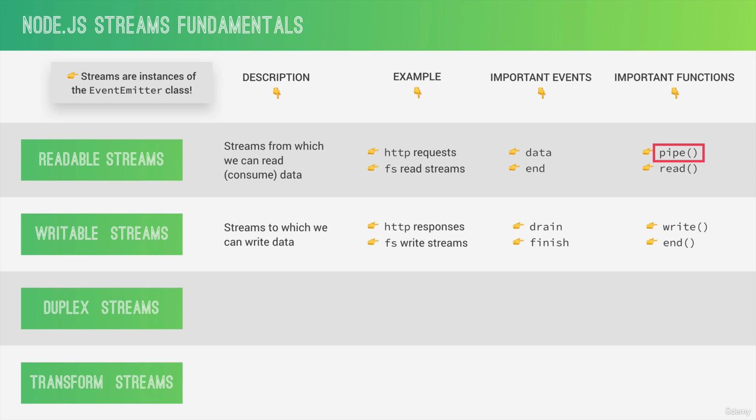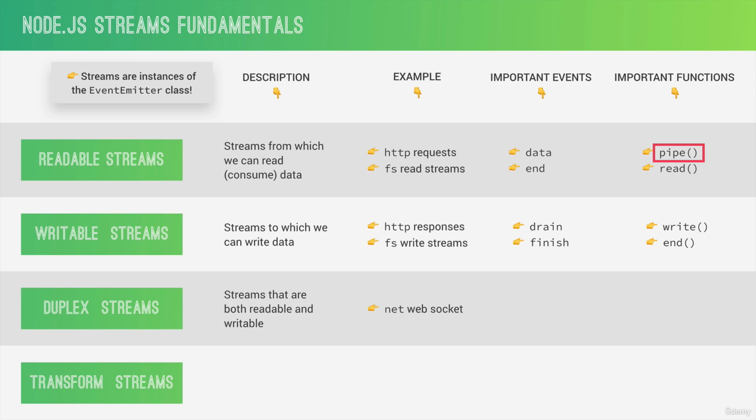Now quickly about duplex streams, they are simply streams that are both readable and writable at the same time. These are a bit less common, but anyway, a good example would be a WebSocket from the net module. And a WebSocket is basically just a communication channel between client and server that works in both directions and stays open once the connection has been established.